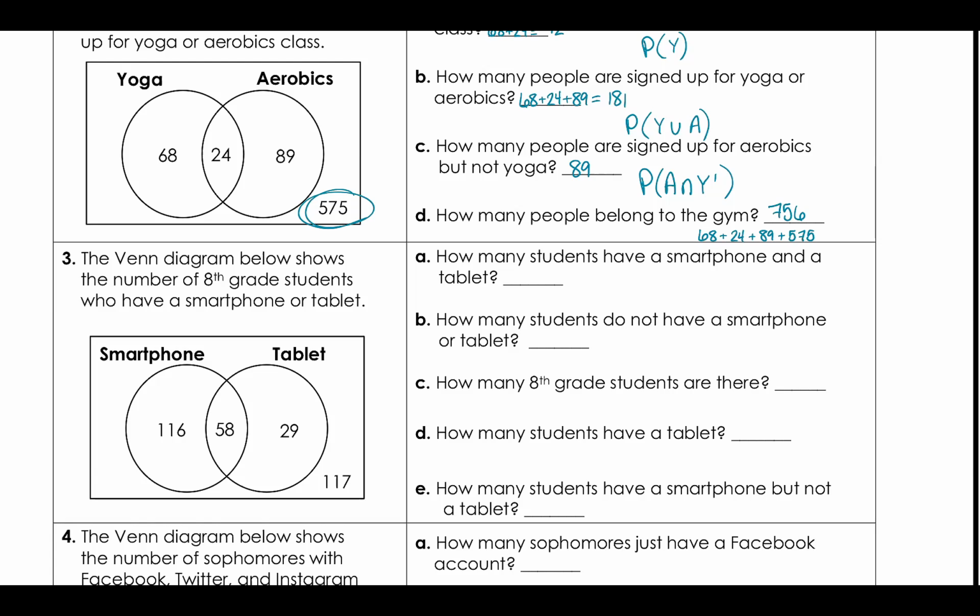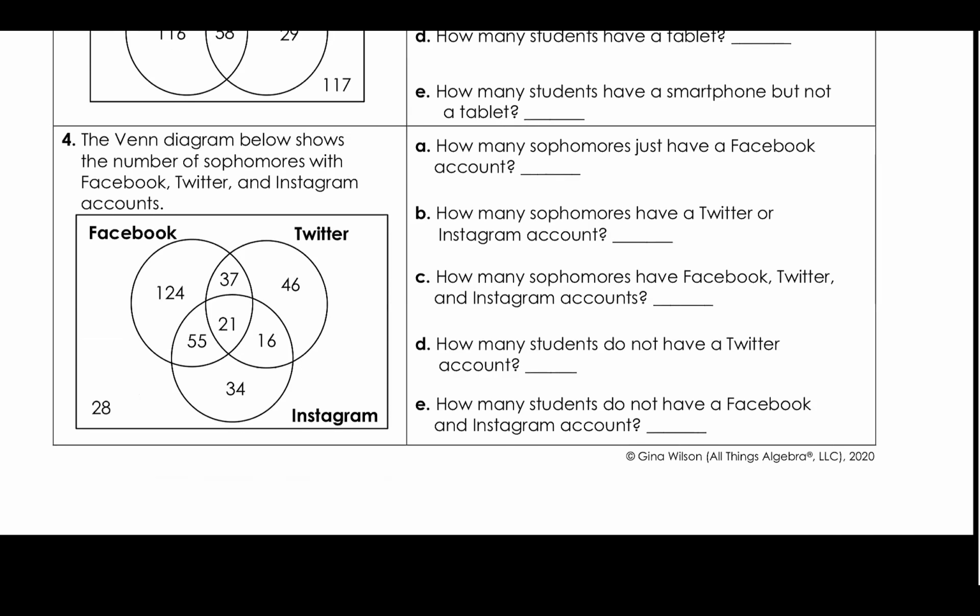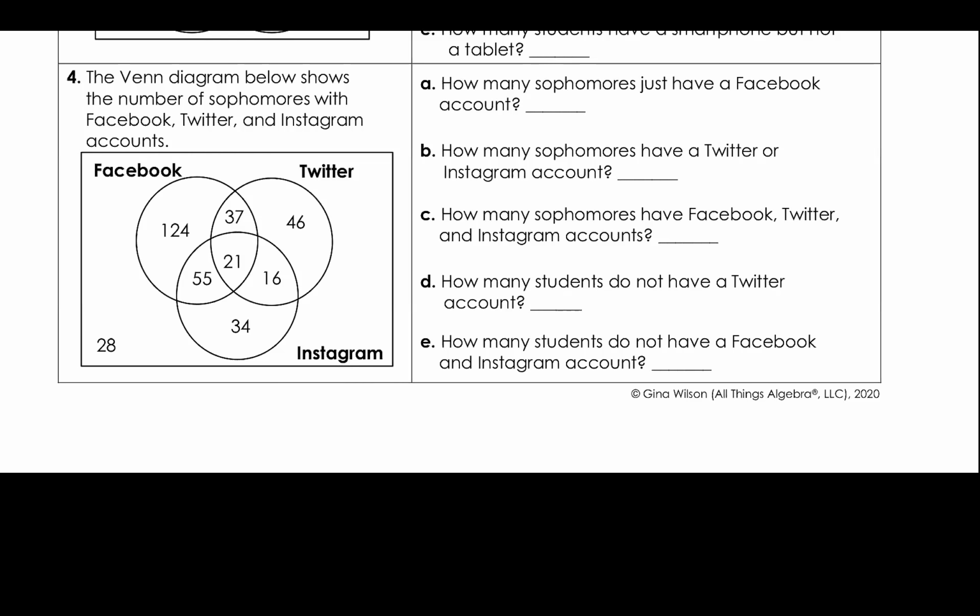All right, let's jump to number 4. The Venn diagram shows sophomores that got Facebook, Twitter, and Instagram. So sophomores with Facebook, Twitter, and Instagram. So now we've got 3 sets of data with a bunch of different overlapping. So in the school, how many sophomores only have Facebook?